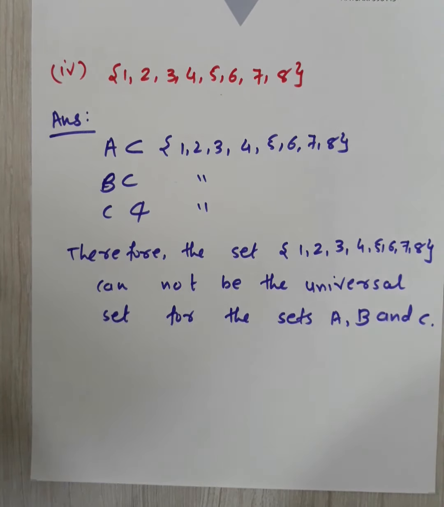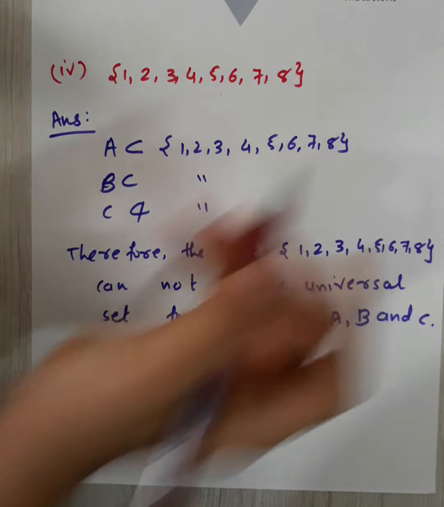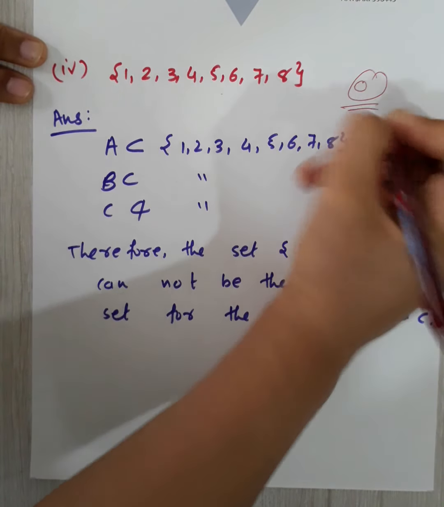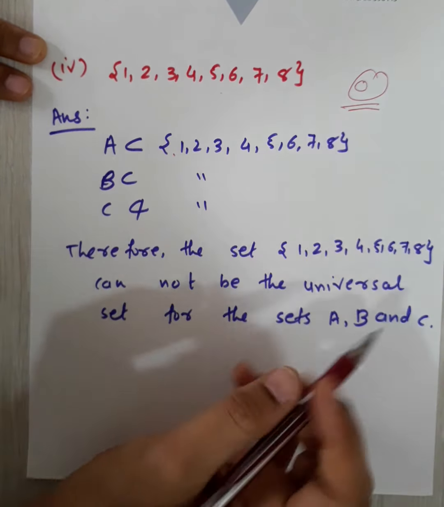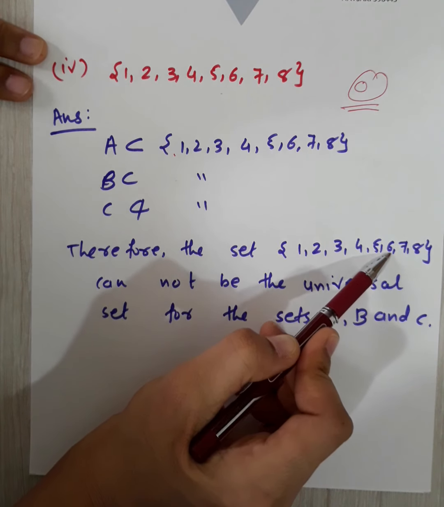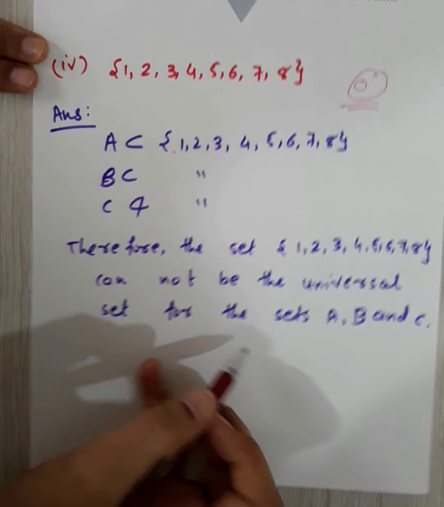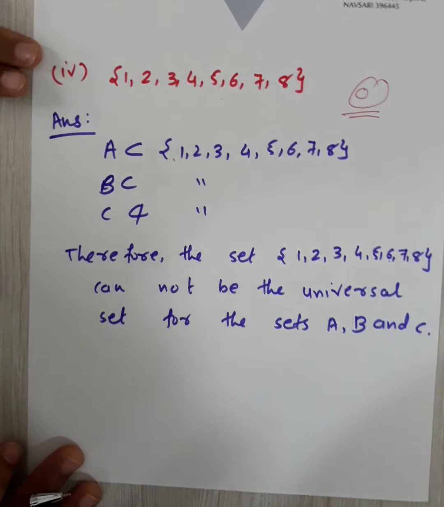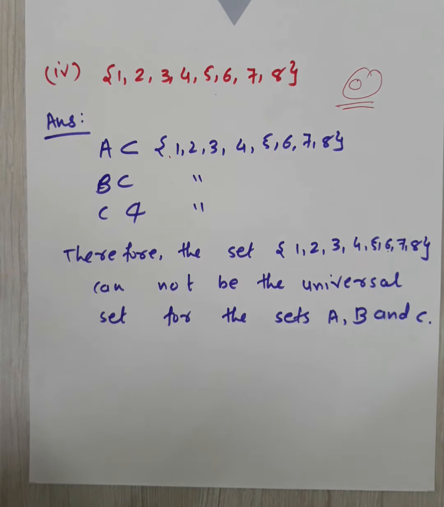Similarly, fourth: 1, 2, 3, 4, 5, 6, 7, 8. Now A is a subset of this, B is also a subset, but C is not. Why? Because in C 0 is there, but 0 is not here. So therefore we can say that 1, 2, 3, 4, 5, 6, 7, 8 cannot be the universal set for the sets A, B and C. I hope you understood the logic behind universal set.